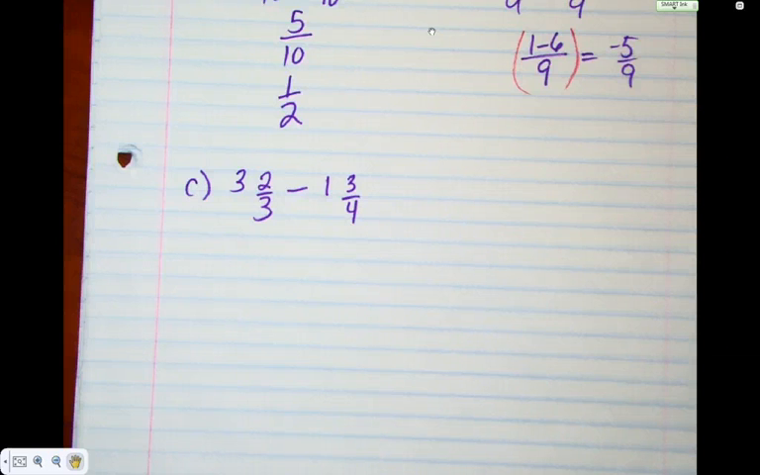Step number 1, change to improper fraction. Go ahead and do that. Bottom times the big number, add the numerator.